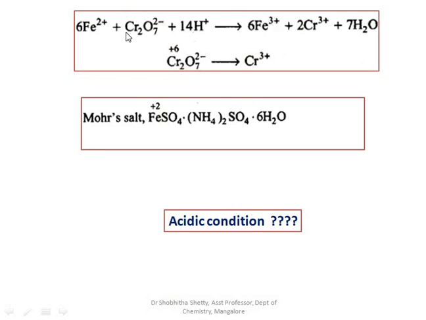Meanwhile the oxidizing agent dichromate ion, Cr2O7 2-, with oxidation state +6, will get reduced to chromium ion with oxidation state 3+. As you can see, there is a clear difference in the oxidation state. Dichromate ion gets reduced to Cr3+, and it oxidizes ferrous ions to ferric ions. Here you can see the H+ ion due to the addition of sulfuric acid. We need acidic condition for the oxidation process. So dichromate acts as an oxidizing agent under acidic condition.